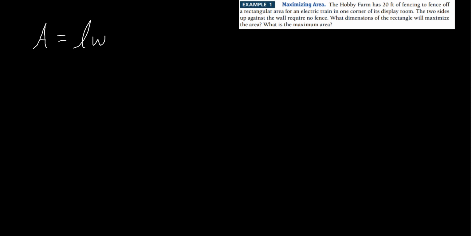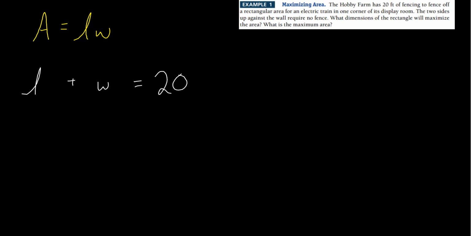So I like to put my formulas up here in yellow. There we go. All right, so we know that my length plus my width is going to be equal to 20 feet. Okay, and then if we solve this for W, we end up with W is equal to 20 minus L. All right, so what good does that do for us?